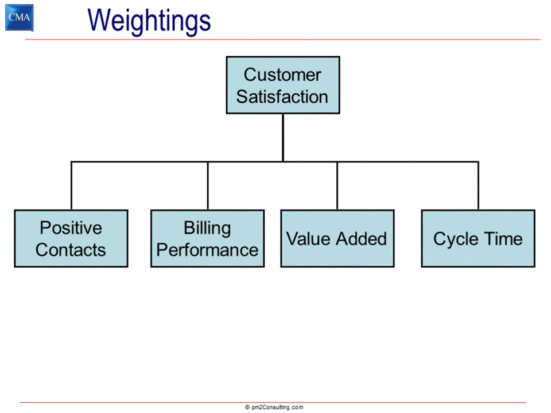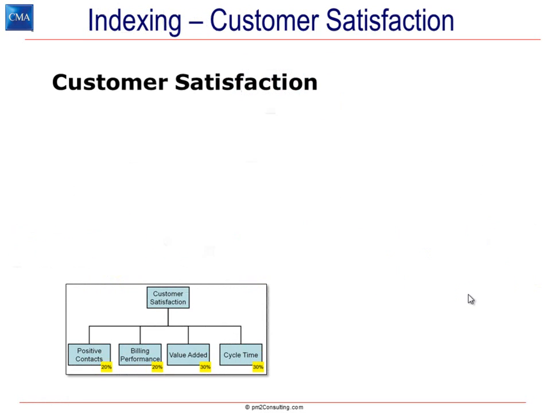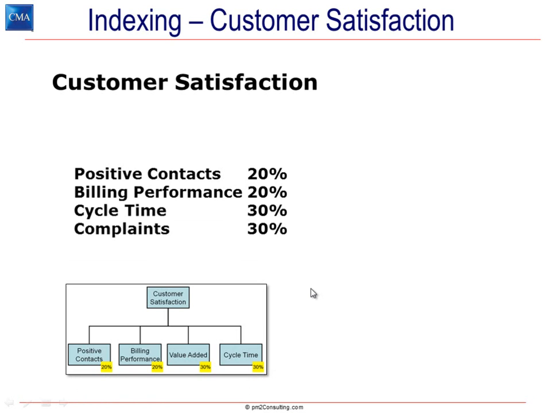So let's see how these numbers actually get derived. Let's take a look at a hierarchy of metrics. Let's say customer satisfaction is made up of 4 elements: positive contacts, billing performance, value-added activity, and cycle time. Eventually, leadership has to put a weighting on these. How important are each of these to our strategic success? In this example, we're going to say positive contacts and billing are both 20%, and value-added and cycle time are 30%. So now we should be able to take that hierarchy and begin using it to calculate our index performance. Again, here are the weightings: 20, 20, 30, and 30.